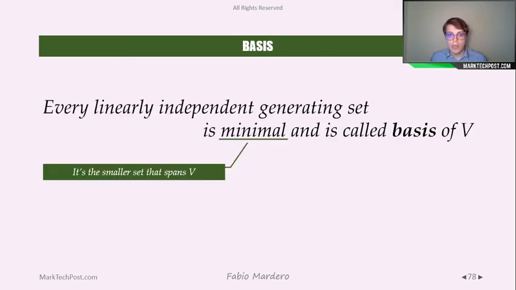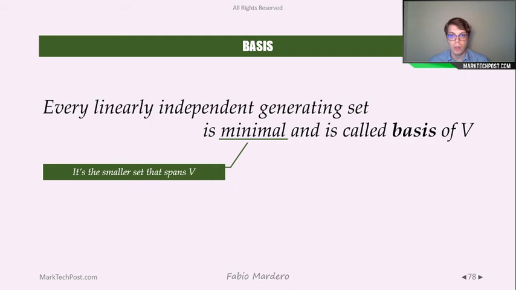So our goal is to try to find the minimal set of vectors that span our vector space. So every linearly independent generating set is minimal and is called a basis of V. Here we finally define the basis of V. What is it? I'll explain one more time.